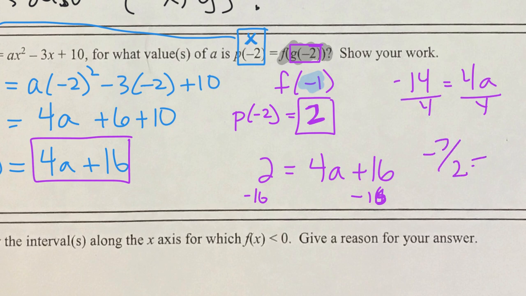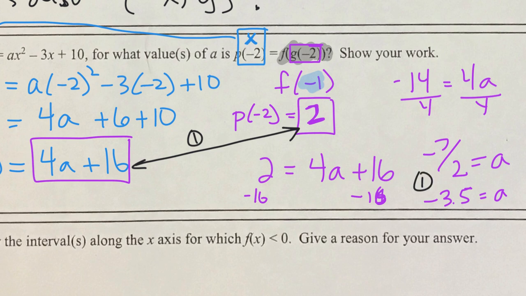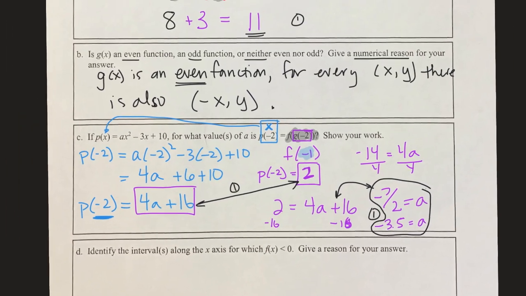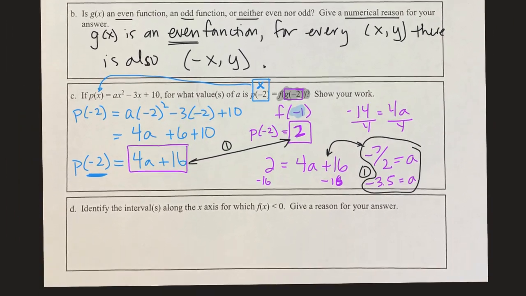And they like to leave it as a fraction. But if you write it as -3.5, nobody's going to get upset with you. So there is 1 point. You get 1 point for doing both of these things, for finding the equation and for finding the value. And then you get 1 point for answering the question. Setting these things equal and answering the question is another 1 point. So that was 2 points too. 2 points also.